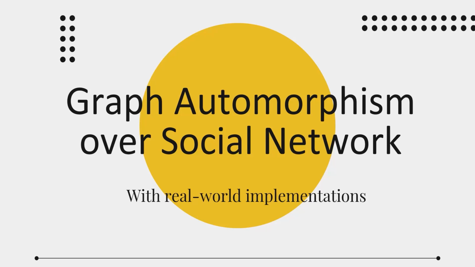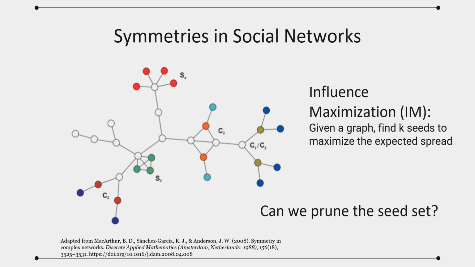This is the introductory video of the final year project titled Graph Automorphism over Social Network. Due to the fact that social networks are usually symmetry-rich, we chose to study how graph automorphism can be applied to influence maximization. We believe that by automorphism, we can have more substitutes of the seed set, as automorphism nodes are structural equivalent. With these substitutes, we are especially interested in whether we can prune the original seed set, because pruning the set can have many real-world implications.